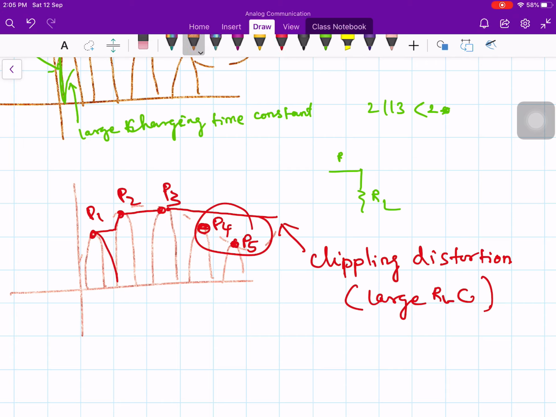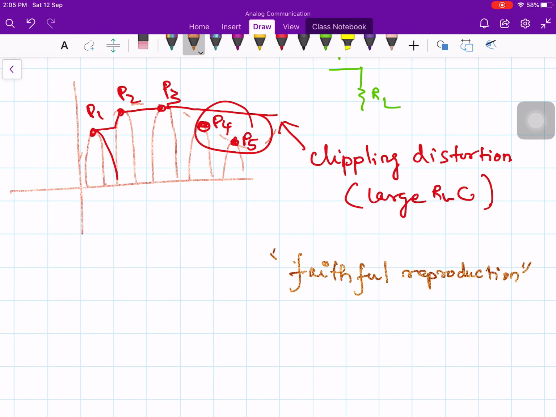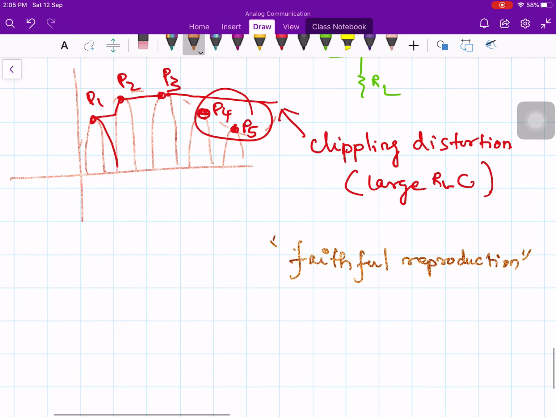For faithful reproduction of the envelope, this time constant must be less than the time period of the carrier wave. And one more thing, it should be smaller than the highest rate at which the message signal itself can vary. So the important condition is RL times C must be less than your highest frequency. What is the highest frequency? Recall from the spectrum of your message signal, M of F. The highest frequency that we said was B, right? Therefore this time constant must be smaller than 1 over B.